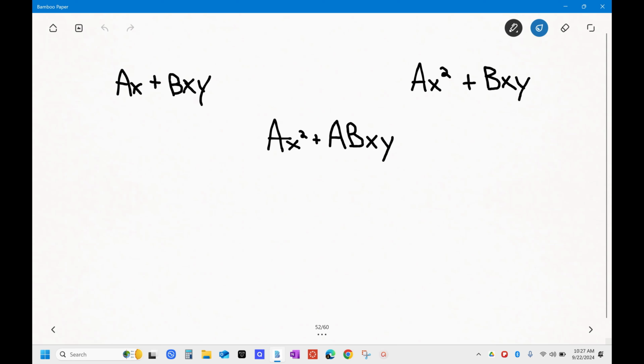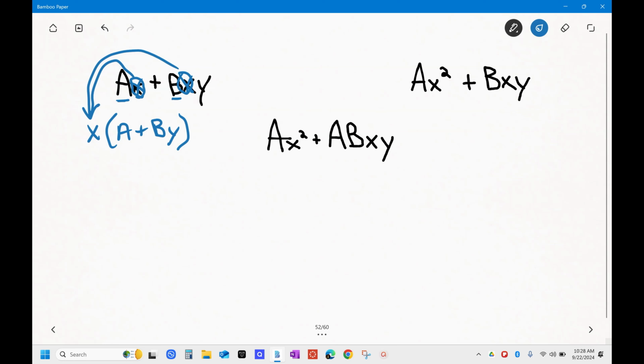So let's try these. The first one is ax plus bxy. Well, we can't take an a out because the other group doesn't have an a. We can't take a b out because the first group doesn't have a b. But they both have an x in common. So we're going to take those x's out and put them outside the parentheses, leaving us with a plus by.